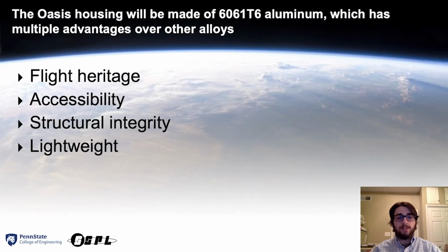The OASIS housing will be made of 6061 T6 aluminum, which has multiple advantages over other alloys. 6061 has extensive flight heritage, suitable thermal properties, and structural integrity, while also being accessible and lightweight.